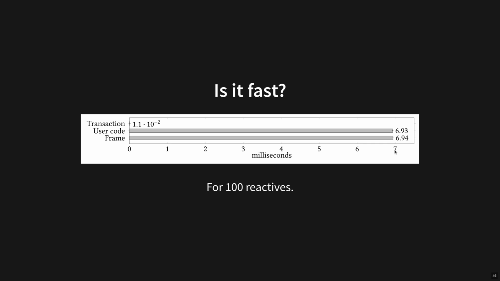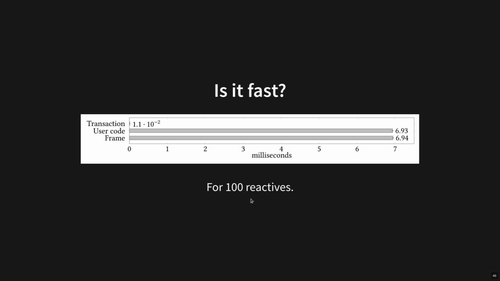which is the time you have to compute a new frame on a 144 Hz monitor, then out of these 7 milliseconds, about 99.7% the application can use to do whatever it needs to do, compute its application state, and the remaining 11 microseconds are used up by the REScala transaction mechanism. Now again, this scales with the number of reactives changed in a transaction.